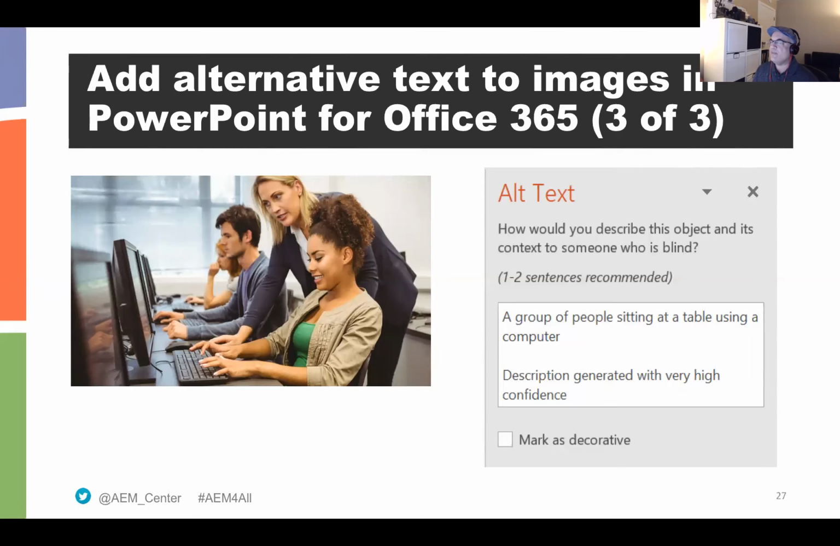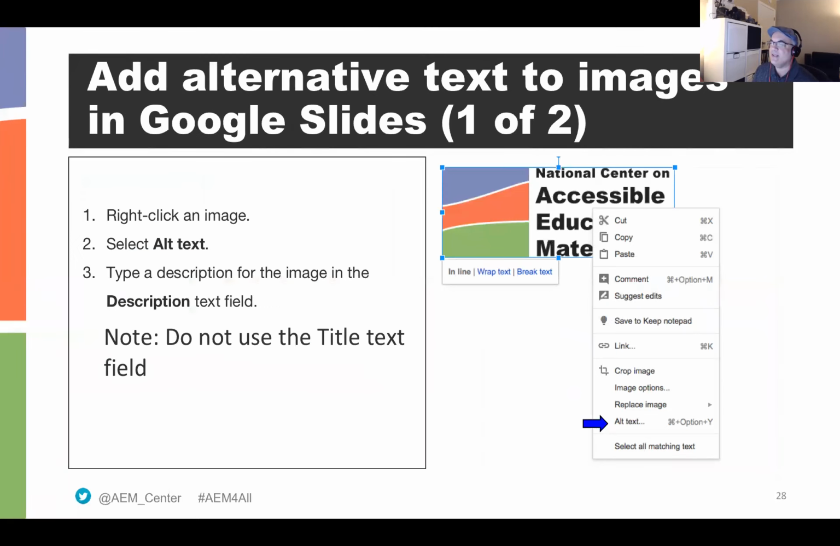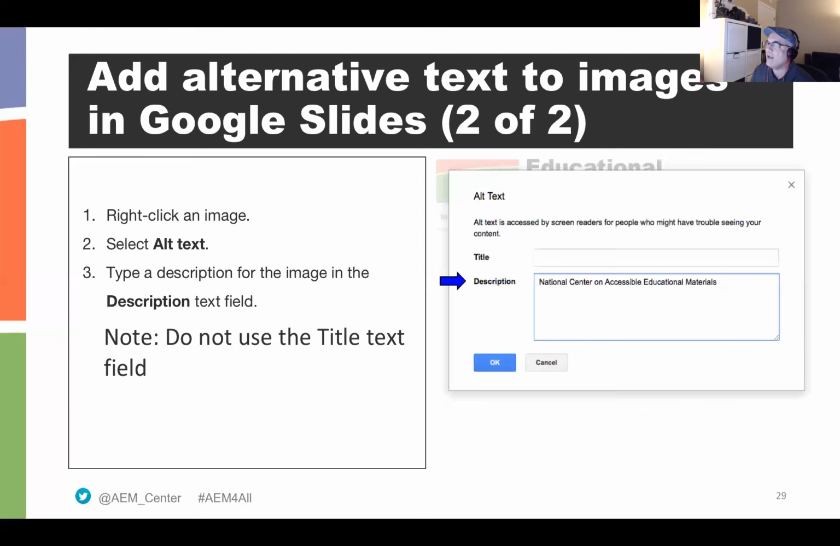Now, if you're using something different in Office 365 or Office 2016, there are also ways to add the alt text. So don't worry, I didn't leave you out. In Google Slides, again, you can right-click the image. You can choose alt text. There's also a keyboard shortcut, Command Option Y, or probably Control Alt Y if you're on Windows. And then, again, you can add the alternative text into the description field.